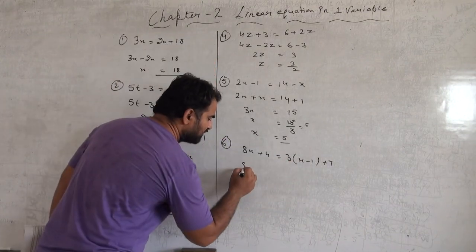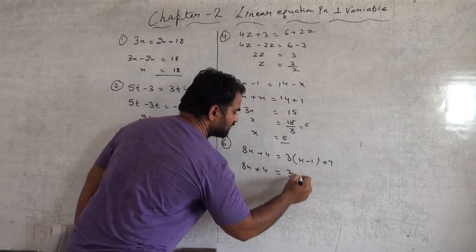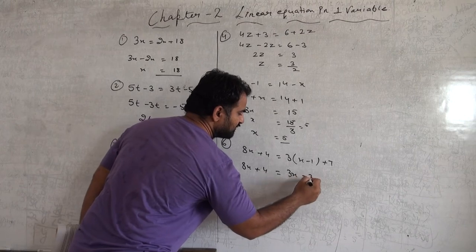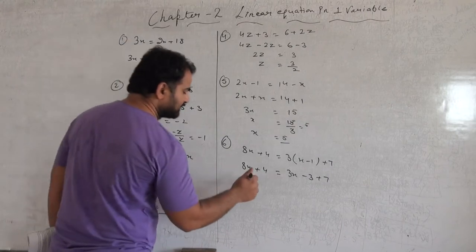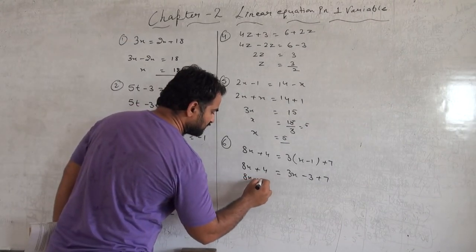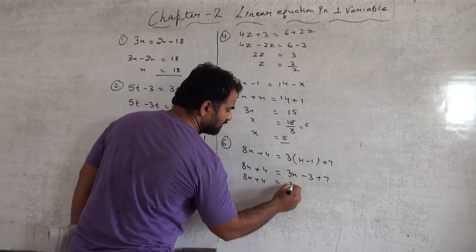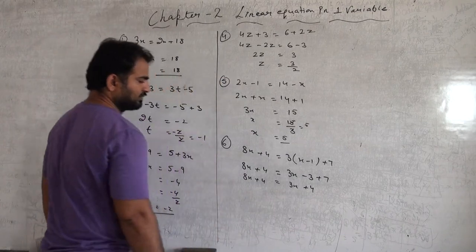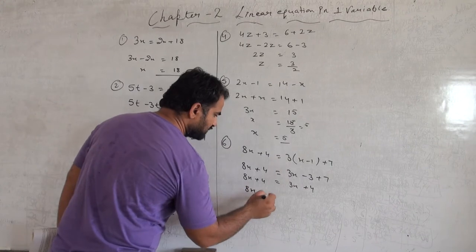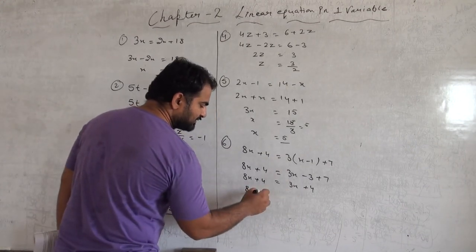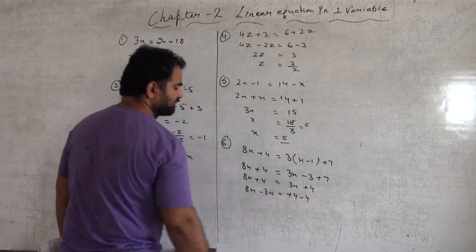So it will be 8x plus 4 equals to 3x, and 3 into minus 1 will be minus 3 plus 7. Okay, so 3x minus 3 and plus 7 will be plus 4. Done. So it will be 8x. This 3x will be on the left hand side. So it will be minus 3x equals to plus 4 minus 4.